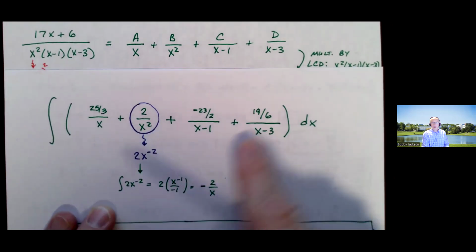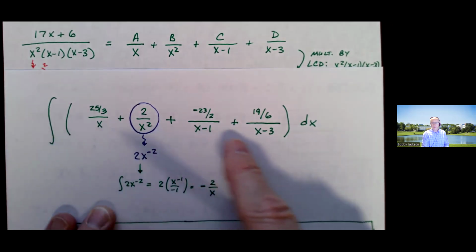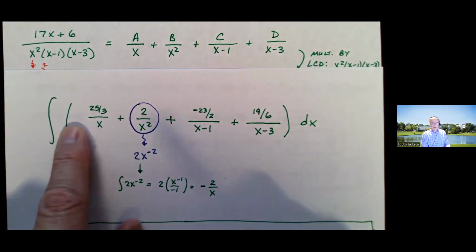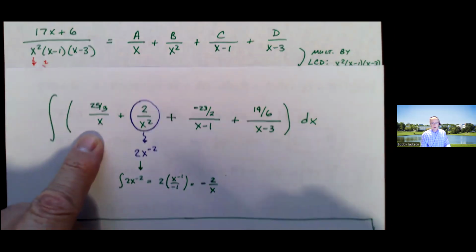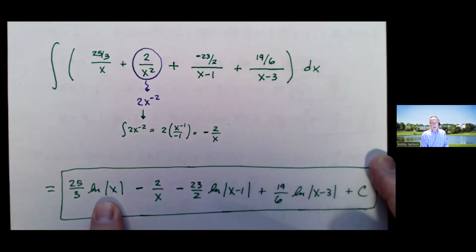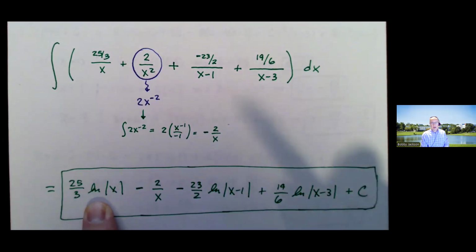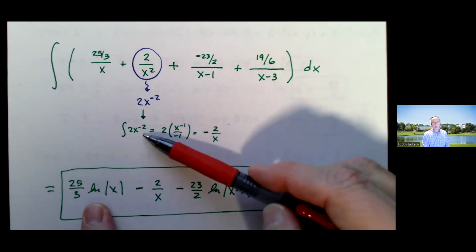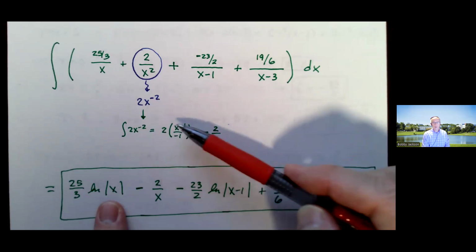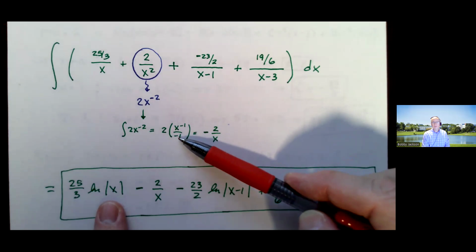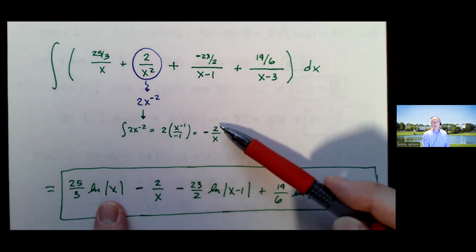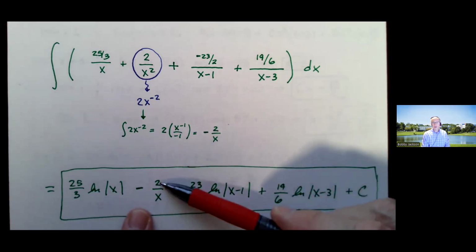And now we can find the antiderivative of each one of these. So this one's pretty easy, right? 25 thirds is a constant multiple. The antiderivative of 1 over x is just the natural log absolute value of x. So I get 25 thirds times that. This one, just note, is the same as 2 times x to the -2. So if I integrate that by the power rule, adding 1 to -2 gives me -1, divided by -1. So this is -2 x to the -1, or -2 divided by x. So there's the antiderivative there.